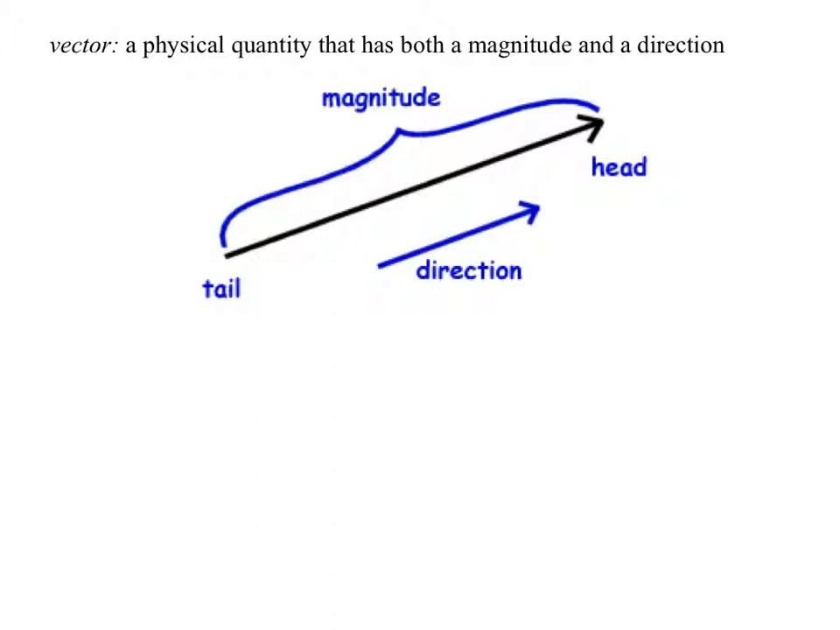So a vector is a physical quantity that has both a magnitude and a direction. So magnitude is the length. So from the tail to the head of the vector is usually given by an arrow, and you can add vectors using arrows and a bit of geometry, you'll see. The direction is where it's going, in what direction, so it's usually given with respect to the horizontal.